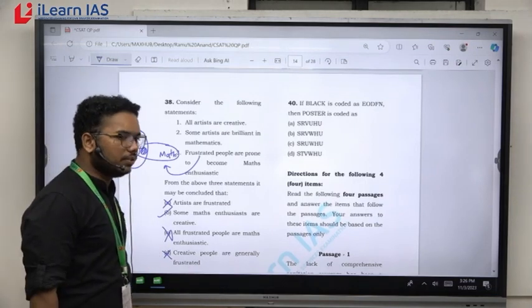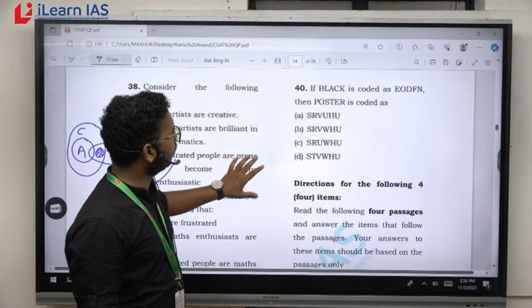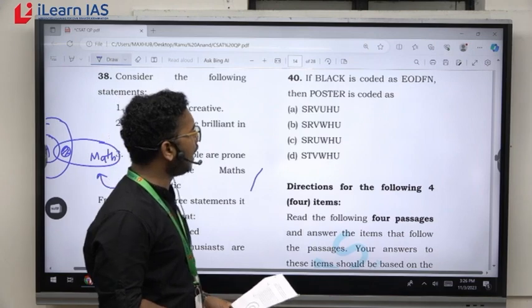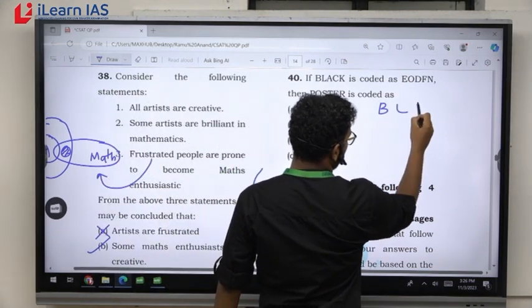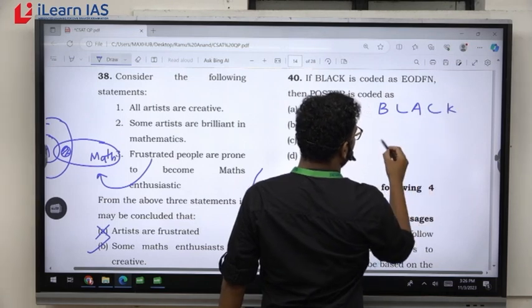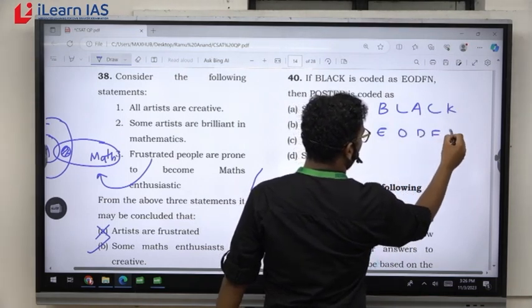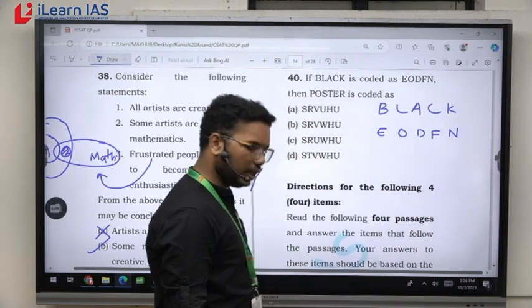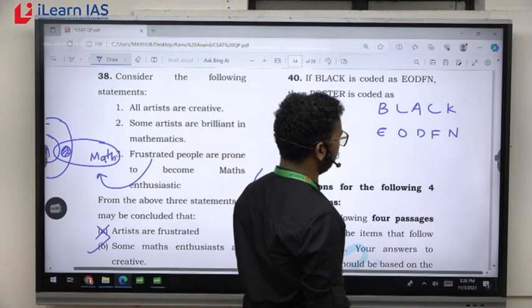Next is the question from coding decoding. What is being asked? If black is coded as EODFN, then poster will be coded as what?